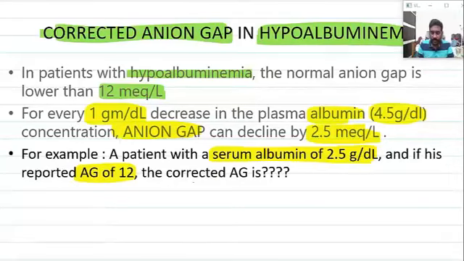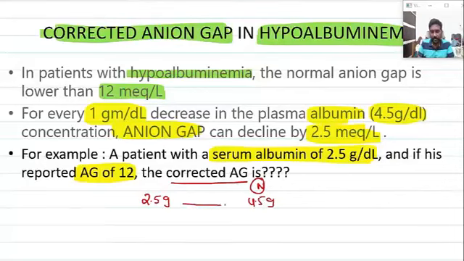When they ask you corrected anion gap, you have to standardize this to a normal person whose albumin is 4.5 gram per deciliter. Suppose this patient's albumin is 4.5 gram per deciliter, what will be his anion gap? So you should standardize this anion gap with respect to normal serum albumin. What has happened to the serum albumin? It is 2.5 gram in the question. So what is normal serum albumin?